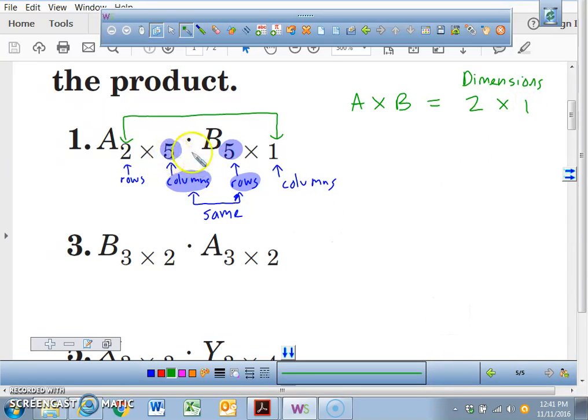Because these match right here, you're allowed to multiply. Which means whatever the numbers were in A and B, the resulting product would be a 2 by 1. It's not like you're eliminating. This one goes up. I know it's a little confusing, we'll see if you get it.